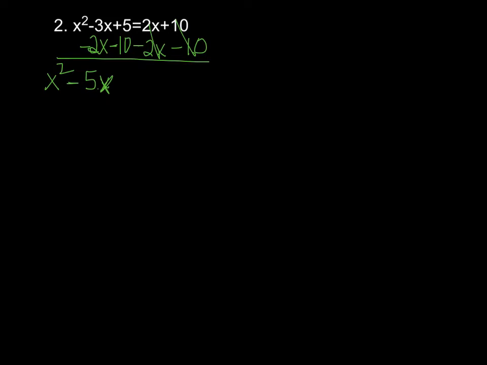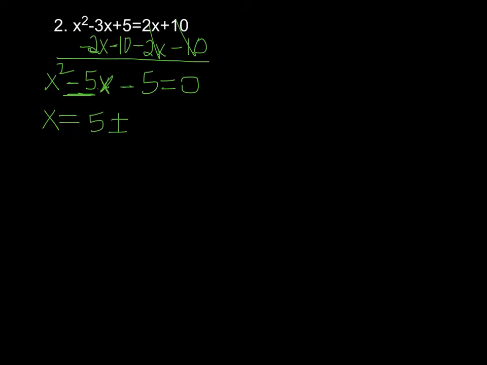And that is going to be minus 5 equals 0. All right, so now I have my trinomial set equal to 0, so now I'm going to do the quadratic formula. So remember, x equals negative b. Well, regular b is negative 5, so negative b would be positive 5.